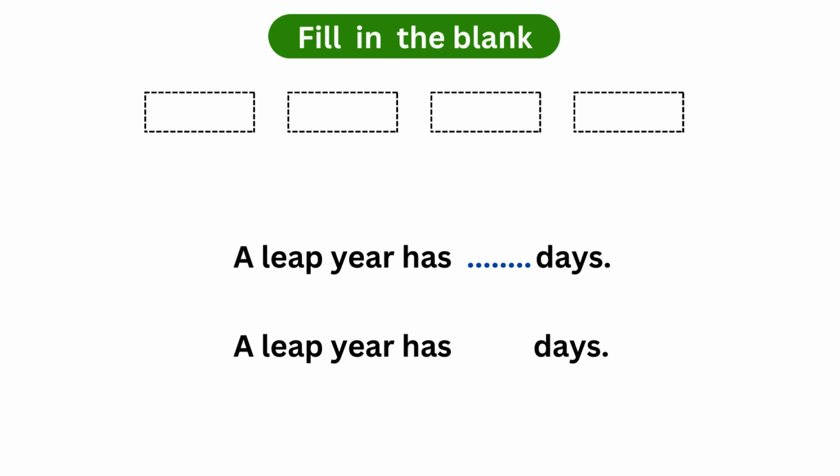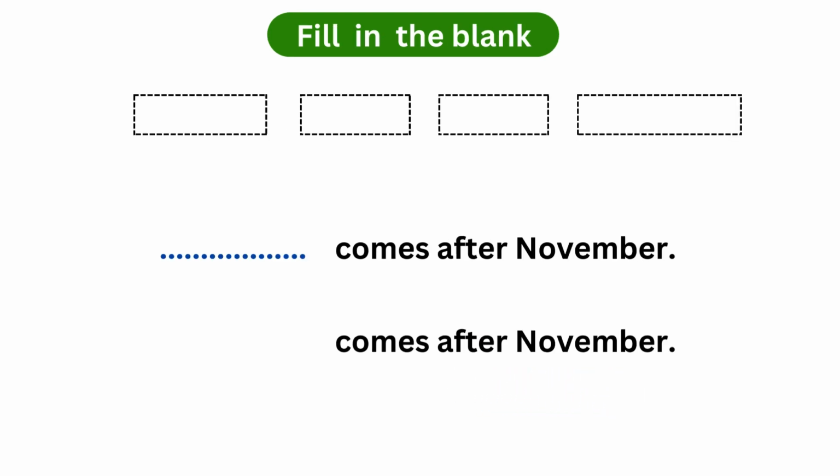Here's the seventh fill in the blank question for you. A leap year has dash days. Your options are 365, 366, 369 or 360. The correct answer is a leap year has 366 days.